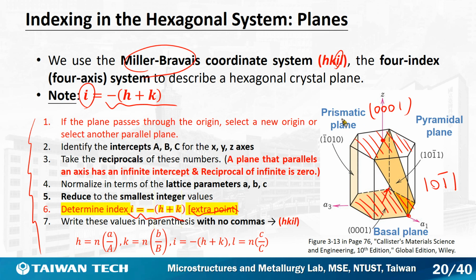Okay? And for prismatic, with A1, it should be, oh sorry, minus 1. And for A2, it's parallel to it, so infinity, we get 0. And I equals minus H plus K, so it will be 1. And for Z axis, also parallel to it, so it's 0. Okay, so this is practice for these planes.